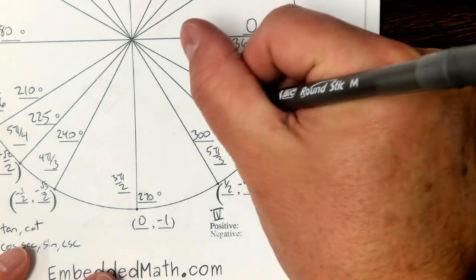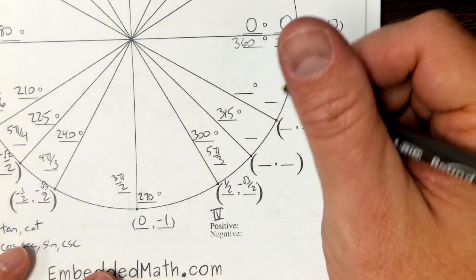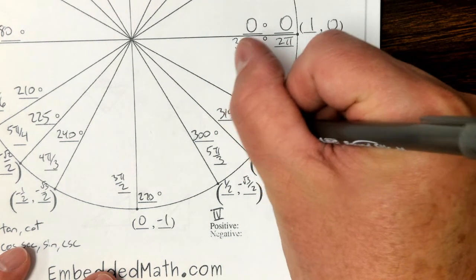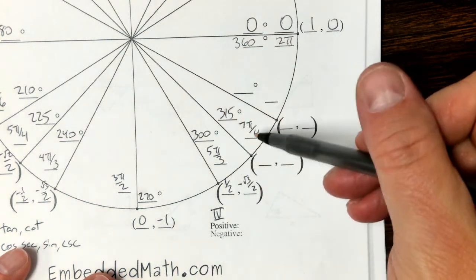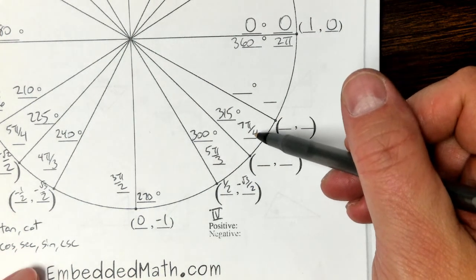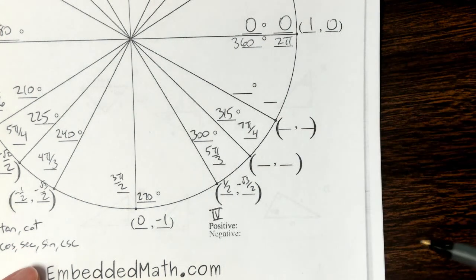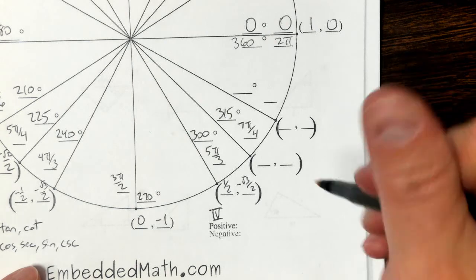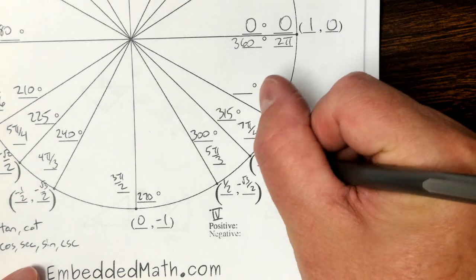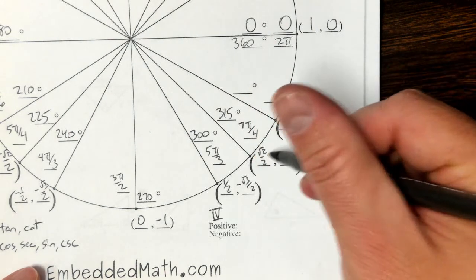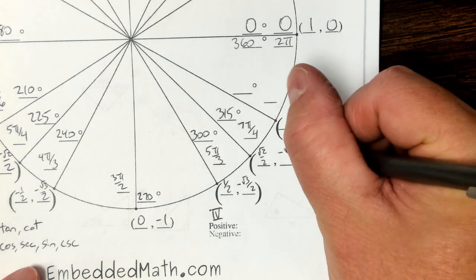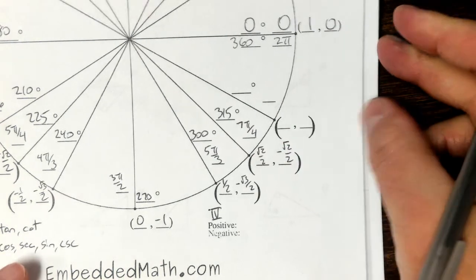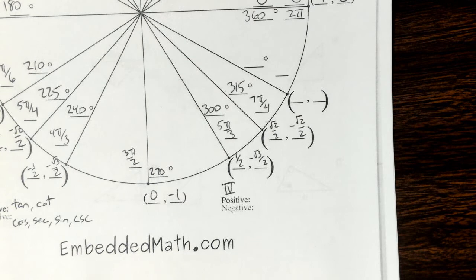Then your next one is 315, which is 7 pi fourths. So again, it's based on a 45-degree reference to the x-axis. And this would be square root of 2 over 2 for the one that's positive, and then the negative y value that's the same number, negative square root of 2 over 2.